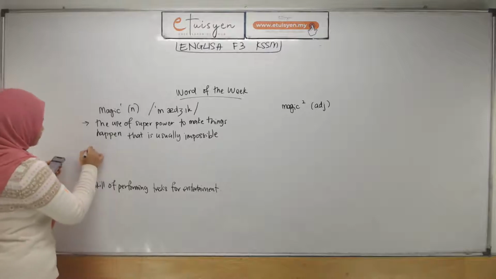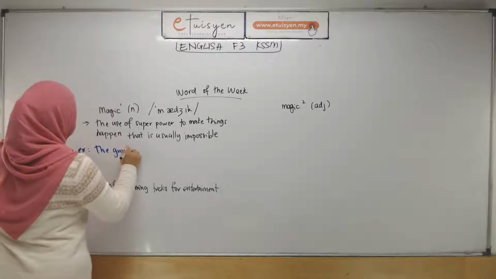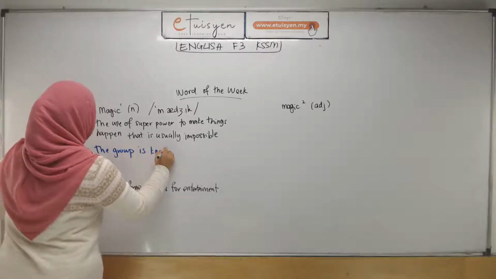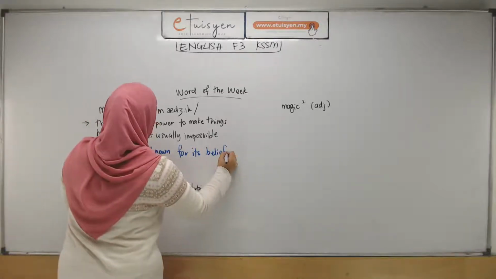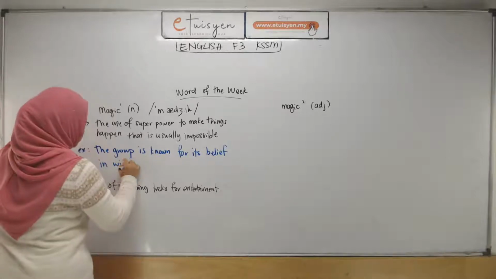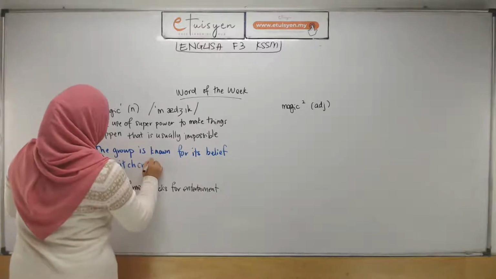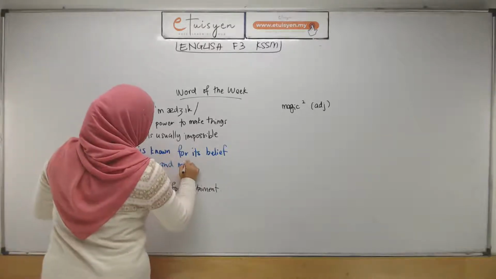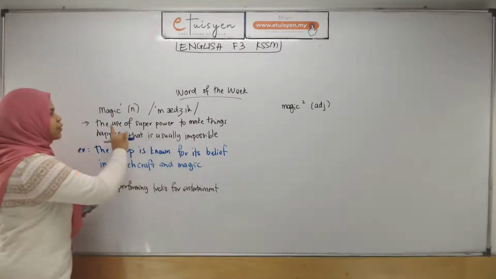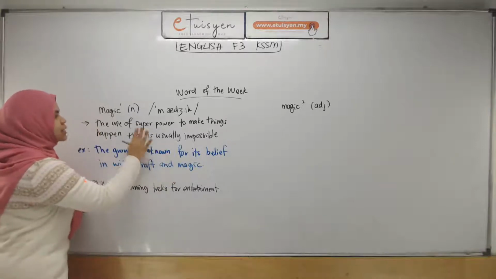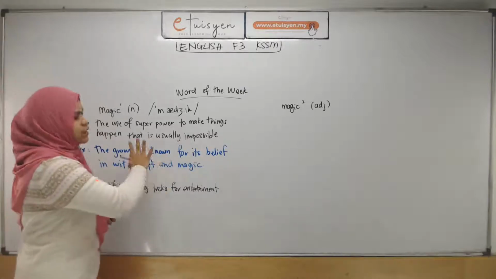Okay. So the first one, okay, sentence here. Example. The group is known for its belief in witchcraft and magic. Okay, so that's the first one. So here, magic is used as a noun. Okay, and then it's a superpower sebab bila kaitan dengan witchcraft, sihir, those kind of thing, right? So this is what it means.